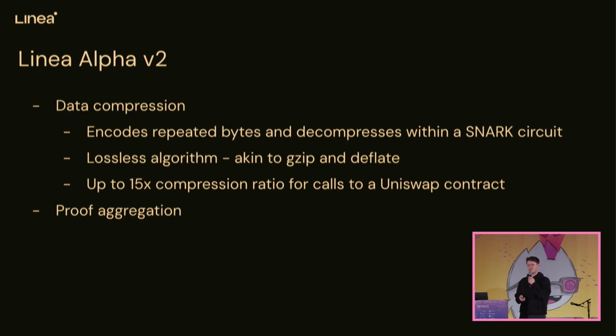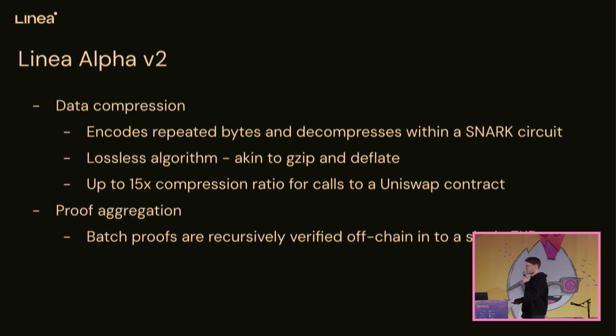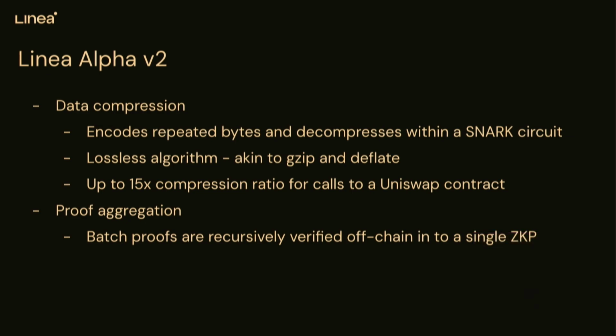And then the second key feature for Alpha v2 is proof aggregation. With proof aggregation, those batches that I shared in the previous slide, we're now recursively verifying off-chain. We're recursively proving them over and over again inside a single circuit. What that means is that we only have to verify many batches with a single final proof. So we're reducing our fixed proof verification costs. With the scheme that we've implemented, we could theoretically verify up to 250K proofs in a BW6 circuit. So we can get lots of verification and aggregation with this feature.